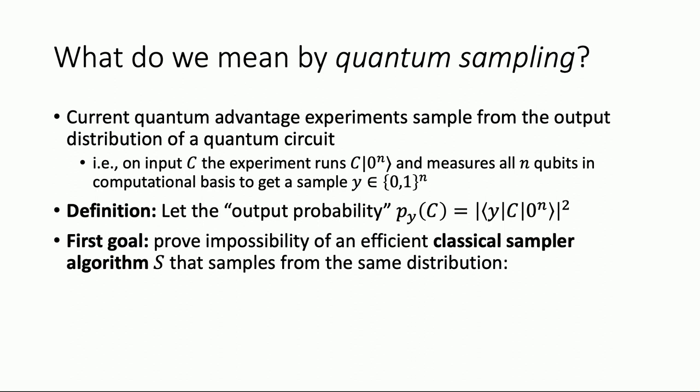And then the goal that we'll finish now is to prove the impossibility of an efficient classical algorithm that does the same thing. Right, that given a classical description of a quantum circuit, outputs a sample from exactly the same distribution as the quantum circuit. Okay?